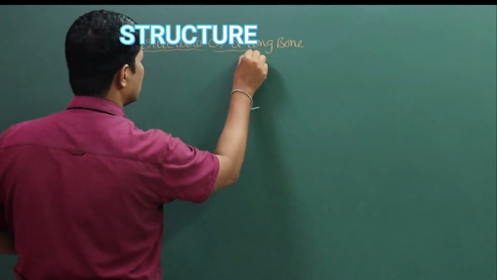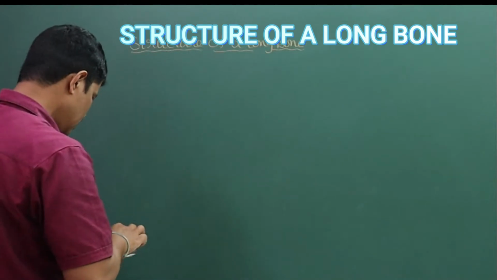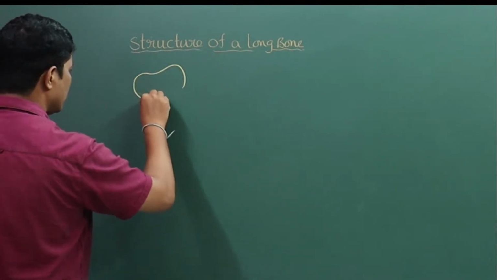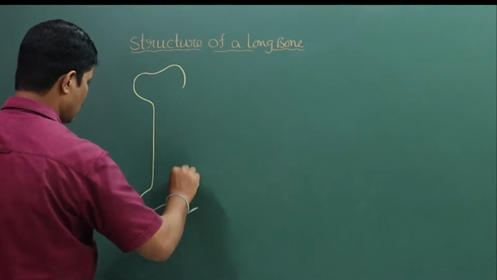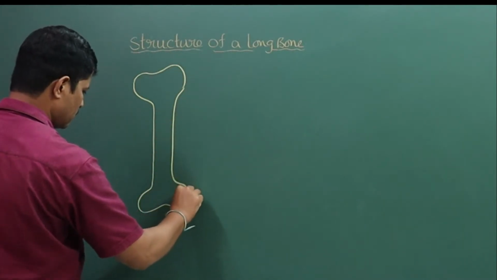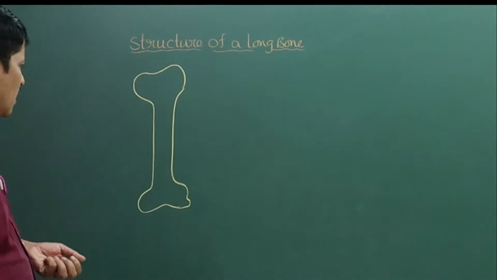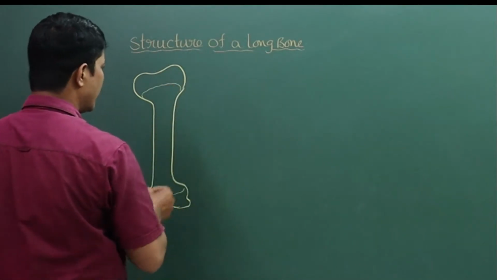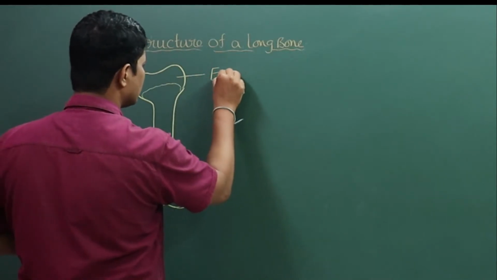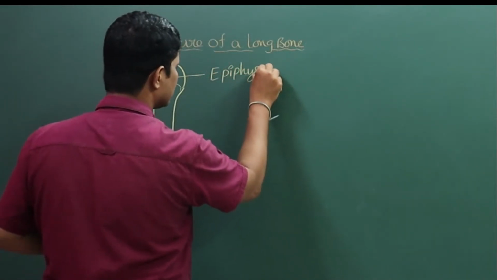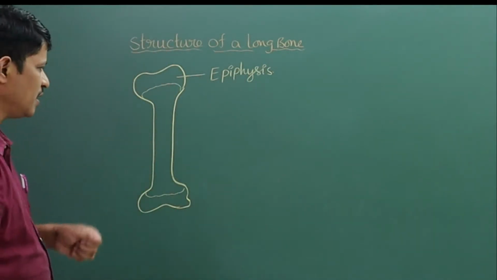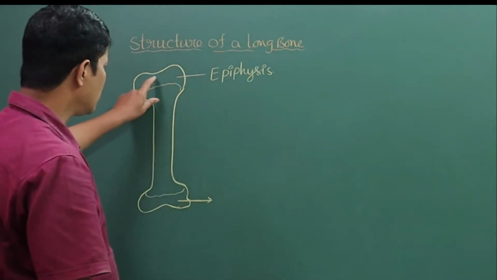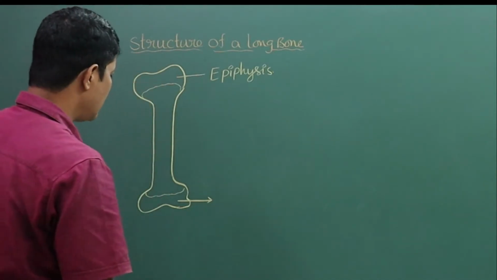The structure of the long bone. In this structure of the long bone, what is the part located at the two ends? This part is known as epiphysis. See here, this is the part where the cartilage is located, that is hyaline cartilage. That is epiphysis.